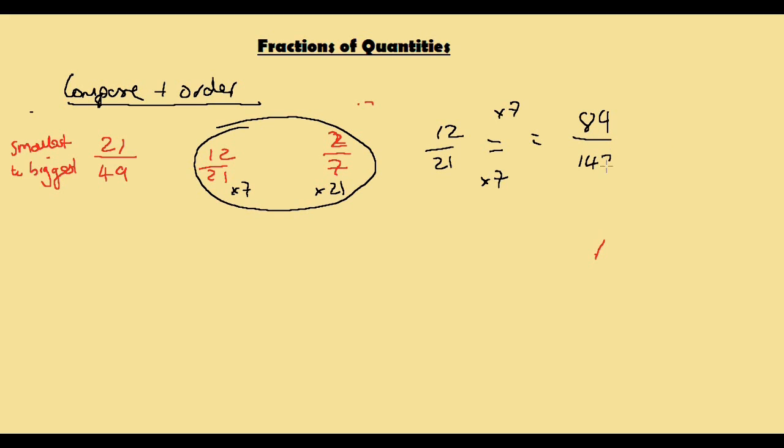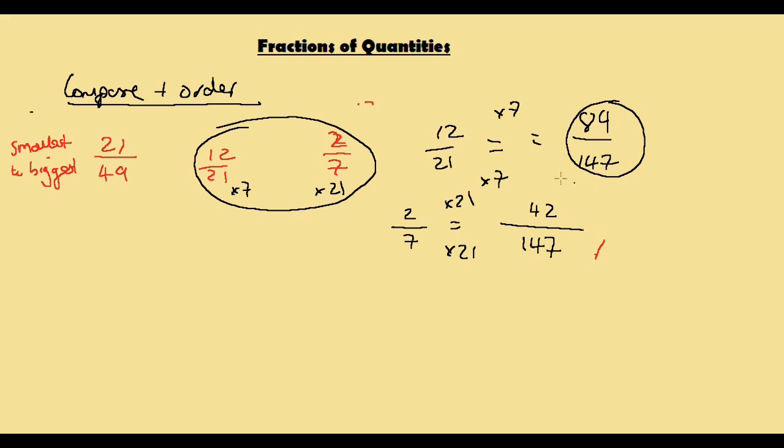this one to just 2 over 7, and then we're going to times this by 21, and we know that 7 times 21 is 147 because we've just done 21 times 7. It's exactly the same. Okay, so now we need to do 2 times by 21, which is 42. So we've got 42 over 147 and 84 over 147 for these two fractions, but now we need to include this one over here, this 21 over 49.